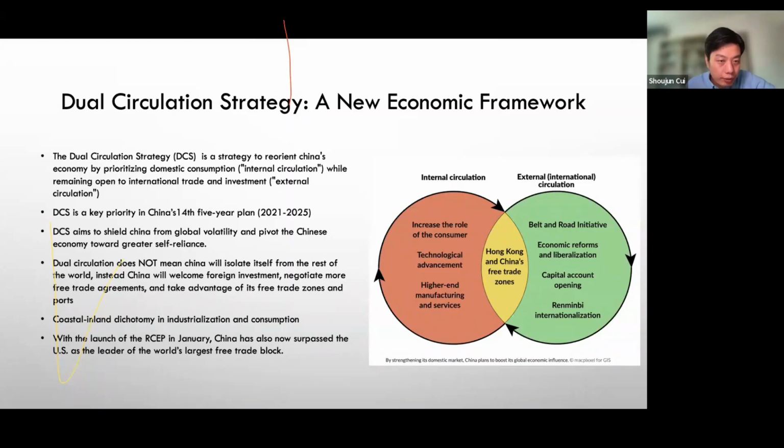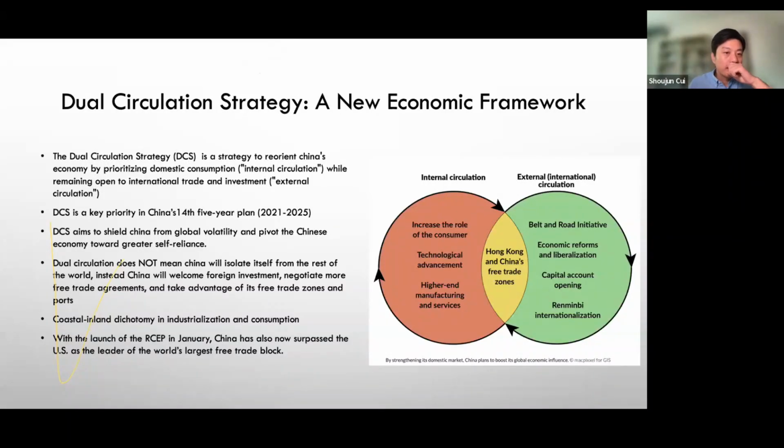So the dual circulation strategy is a key priority in China's 14th Five-Year Plan. We have a five-year plan in China every 5 years. So in the coming years, the dual circulation strategy will be a priority.